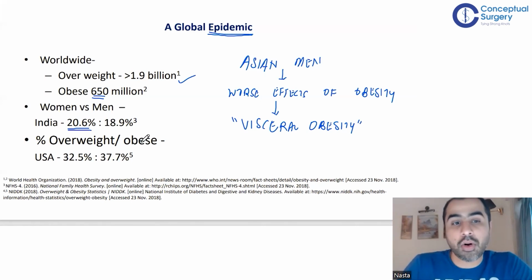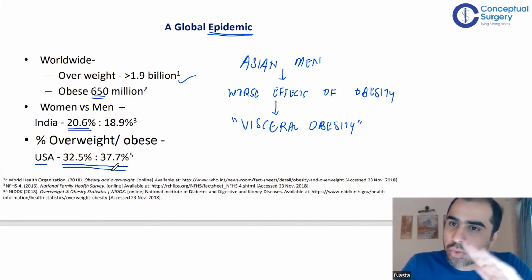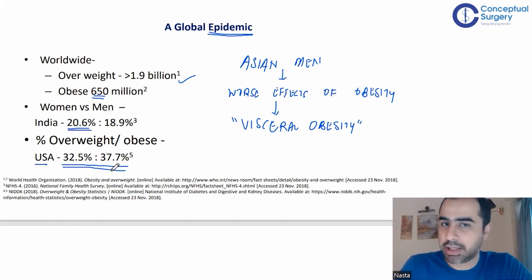Okay. And a lot of studies have shown in countries like USA, almost 2/3 of the population is either overweight or obese. Almost 2/3 of the population. This is a big number. Very high now in India also. Also in rural India, you will see obesity increasing.